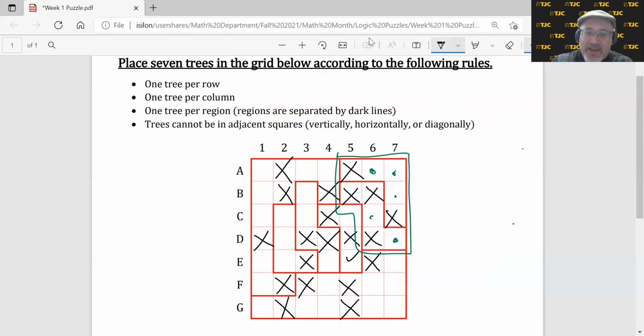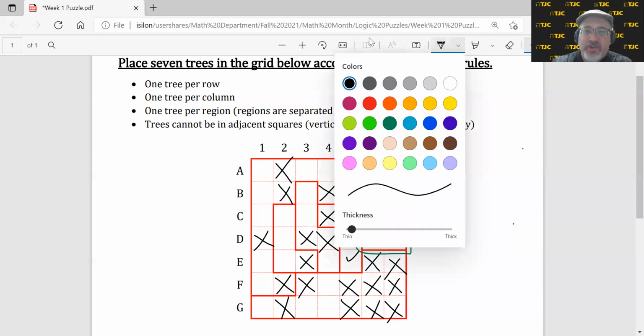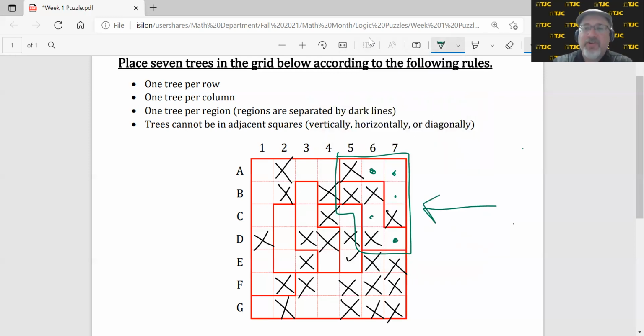In other words, we can't have a tree in E7, F7 or G7, F6 or G6, because even though we don't know which regions contain the tree in column 6 or column 7, we know these two regions together contain trees in columns 6 and 7. So no other region can. All right, making progress here. Got a check mark I need to get rid of. There it is. Okay. All right, let's see what else we can do.